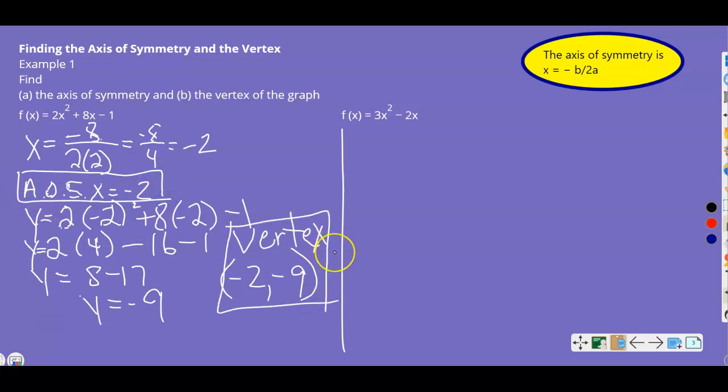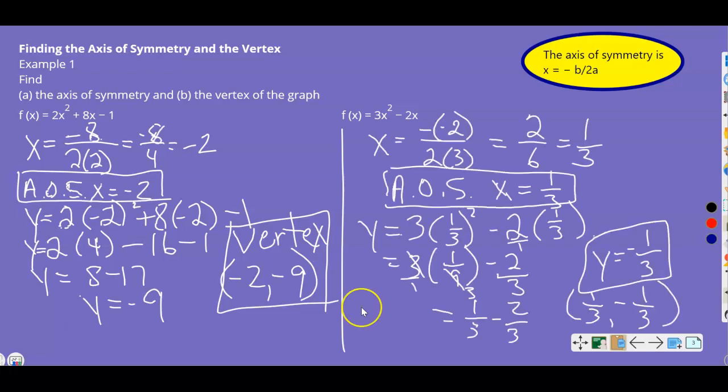All right, I want you to pause the video, take a few moments, see if you can do the other one here. F of x equals 3x squared minus 2x. I want you to do the same thing. Find the axis of symmetry and find the vertex of the graph. Once you take a few minutes to try to do that, come back to see how you did.